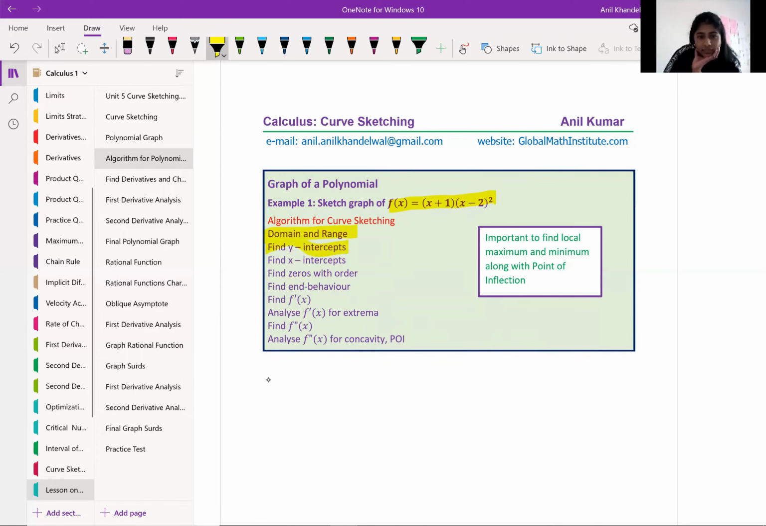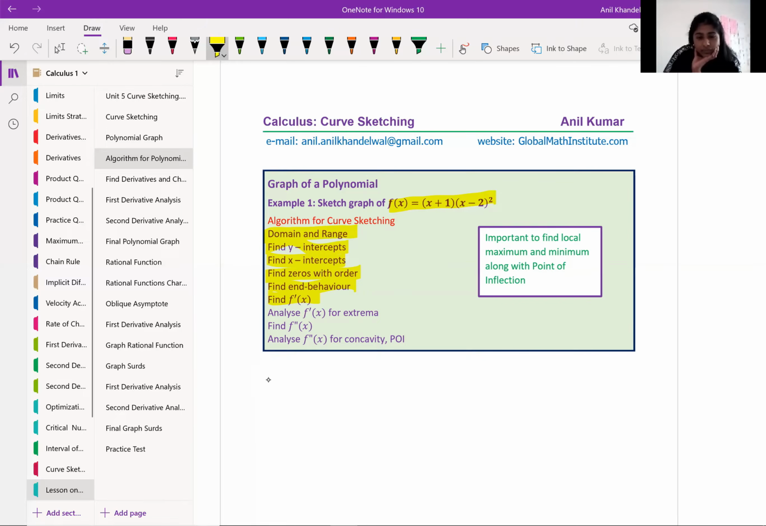The y-intercept, substitute 0, you get 4. The x-intercepts, you know those two values, minus 1 and 2. Find the zeros. We have those two zeros, one linear, one quadratic. End behavior, moving from quadrant 3 to quadrant 1. Now we come to the first derivative, its analysis, which is going to tell us about maximum and minimum values, I mean local. And then the second derivative will give us the point of inflection.